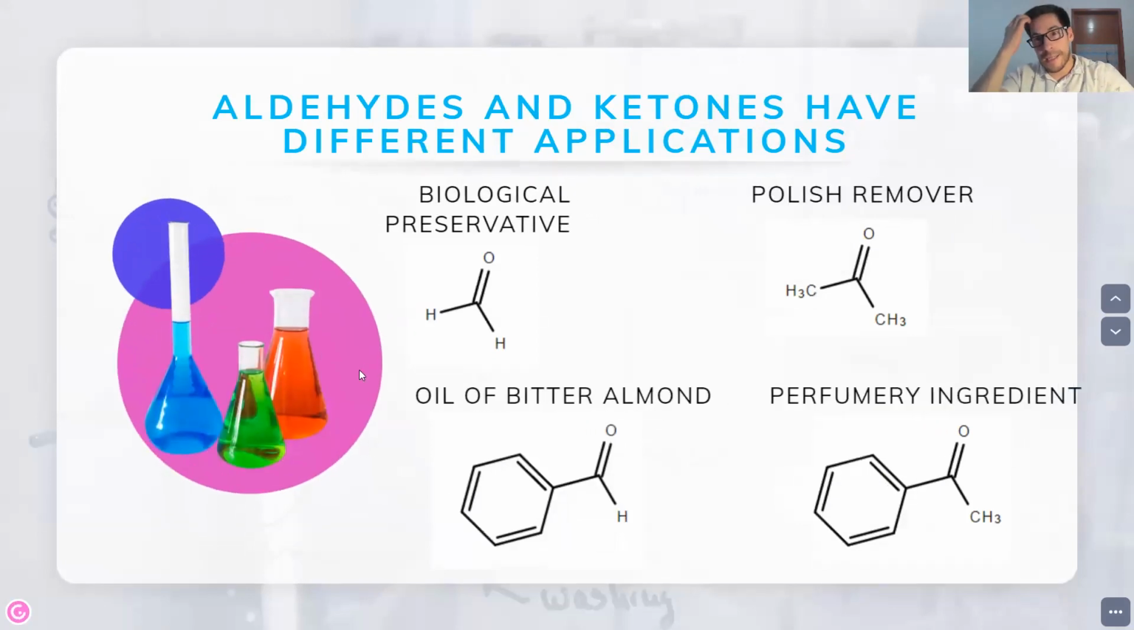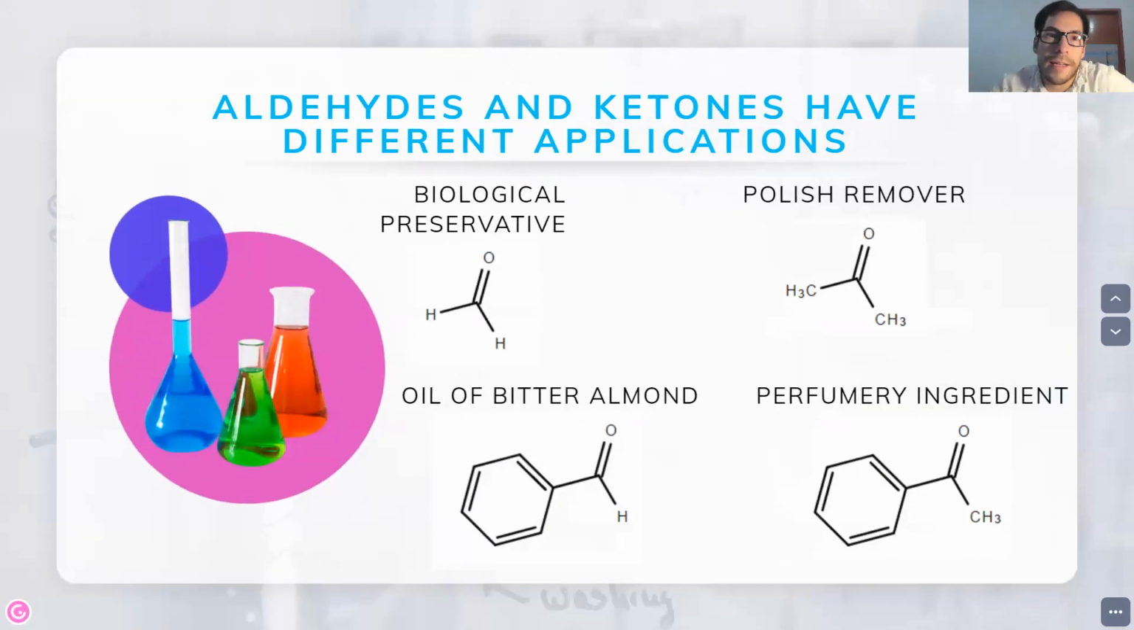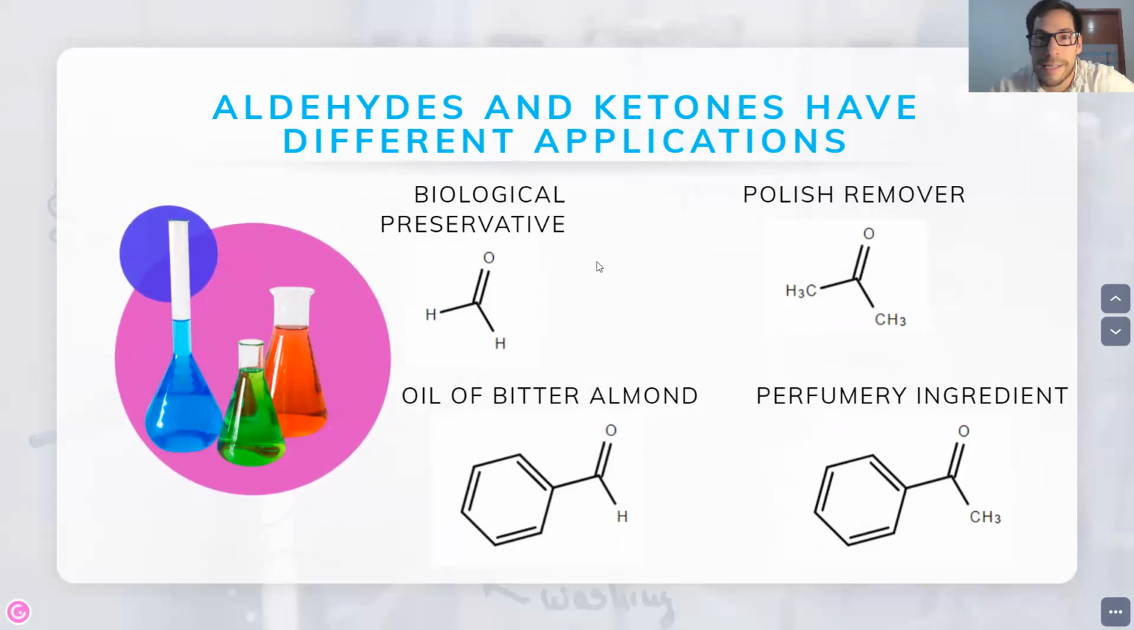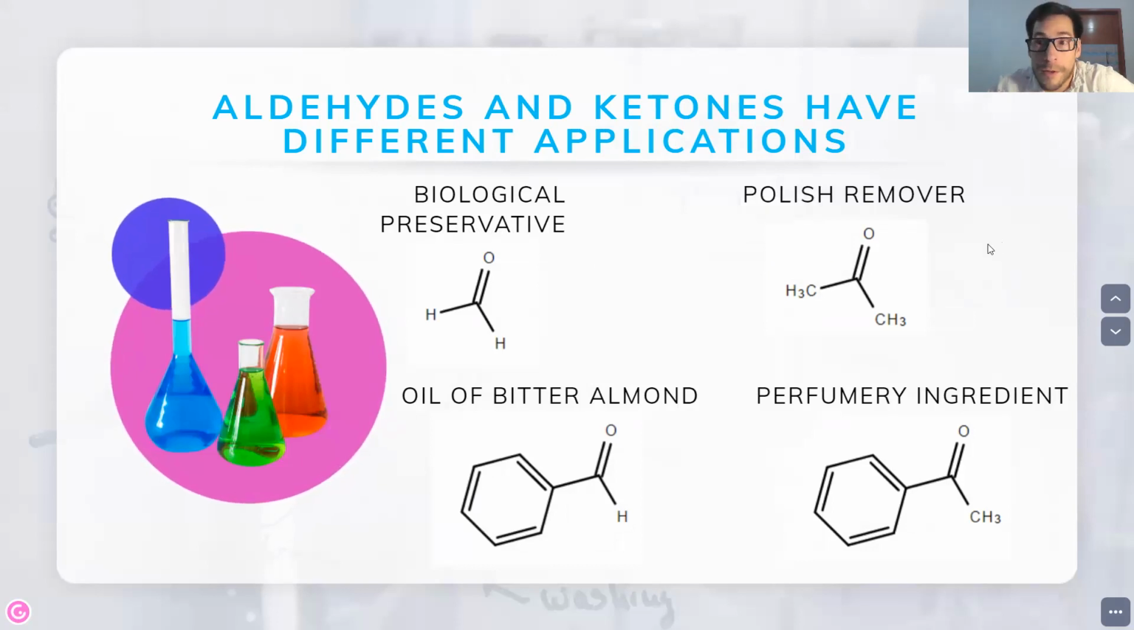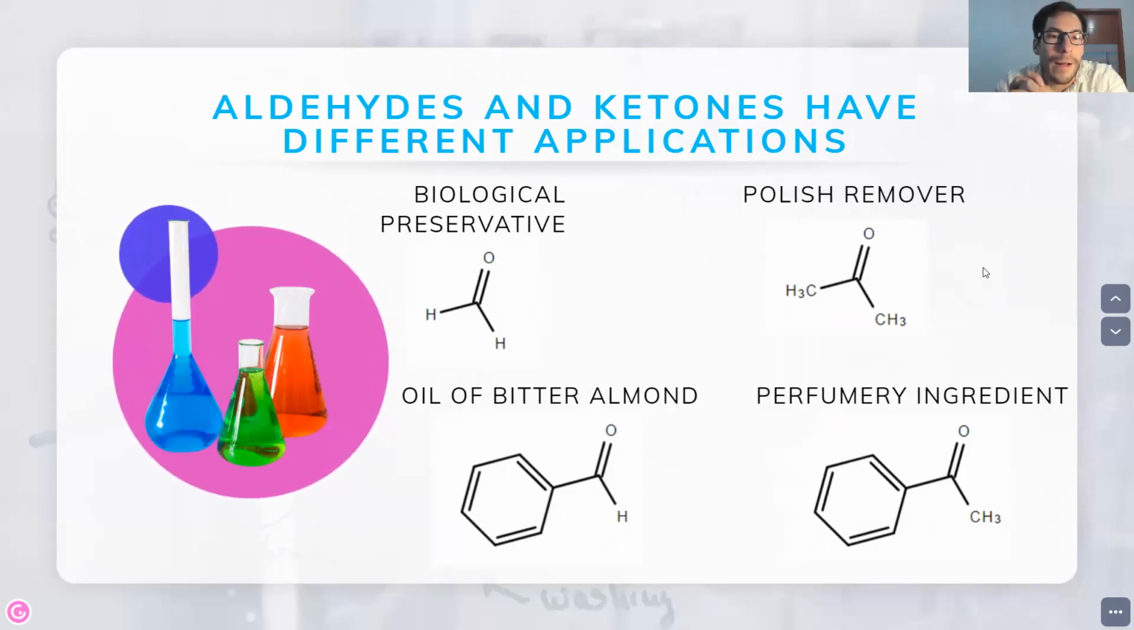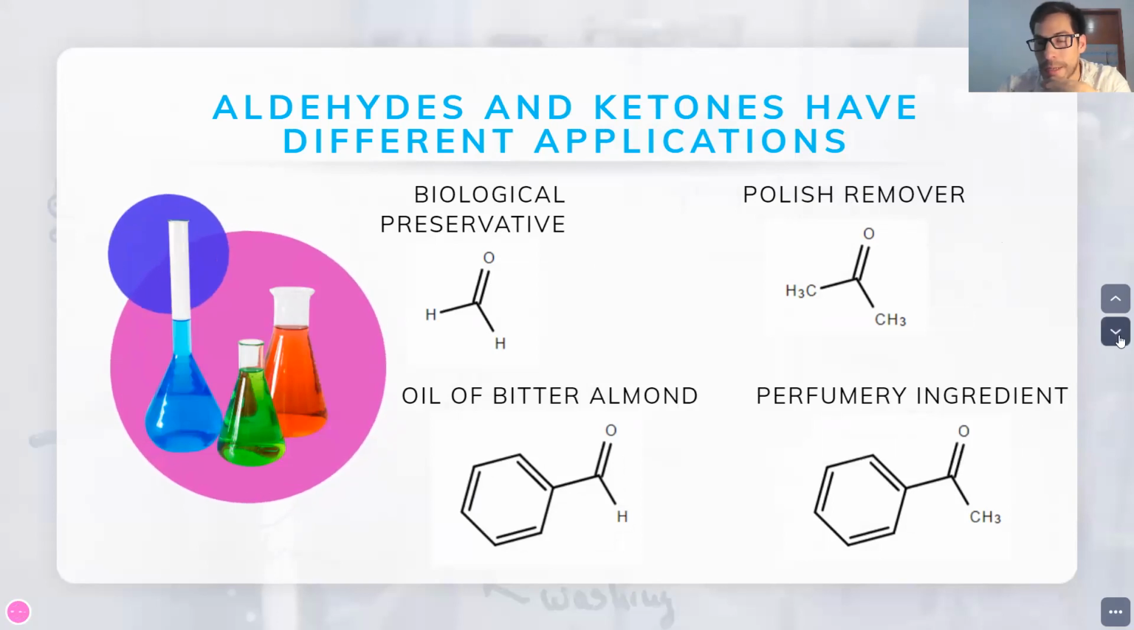Okay, and what about aldehydes and ketones? These compounds have a lot of different applications. For example, they can serve as a biological preservative to preserve tissues in a lab or in forensics, etc. Maybe you have used polish remover or nail polish remover to remove the polish from your nails. For example, some types of oils in almonds are aldehydes, and in perfumes you can find compounds like this one, acetophenone.